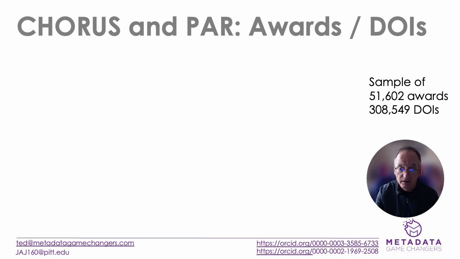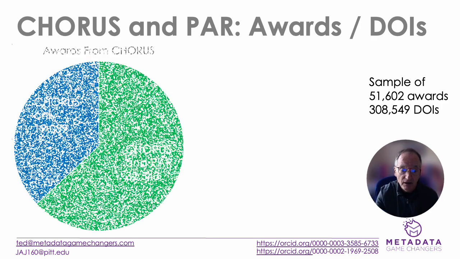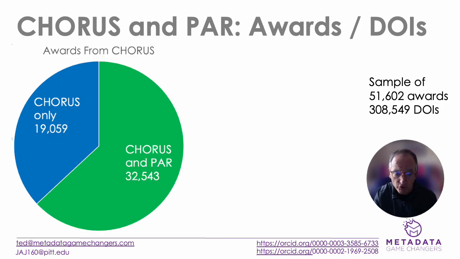If we look at the bigger picture here for a sample of 51,000 awards, rather than just the one that we showed in the last slide, we found that of those awards, 32,543 of them had information in par, so they show up in chorus. They were also in chorus. That's where we got them. But 32,000 were in chorus and par, and just over 19,000 were in chorus, but not in par.